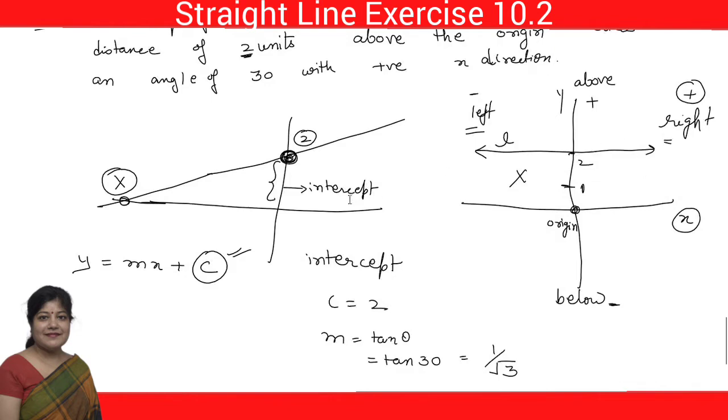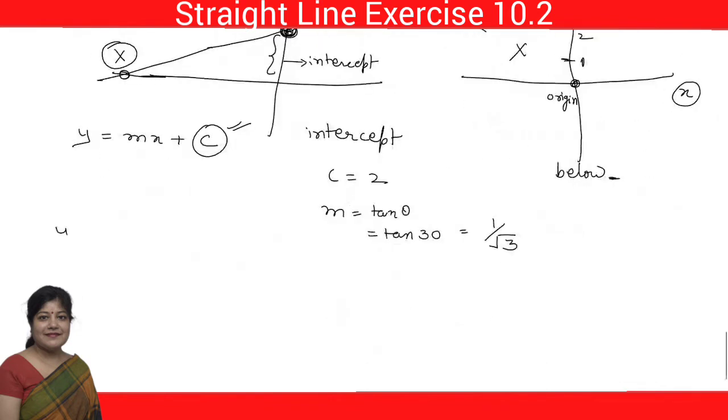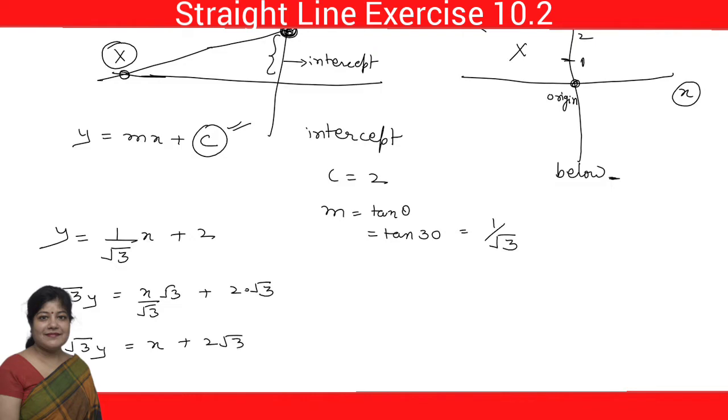Understood? So now we put it into the equation: y equals 1 by root 3 x plus 2. Now solve it. We multiply root 3 with all of them, so it becomes root 3 y equals x plus 2 root 3. So the equation of the line is x minus root 3 y plus 2 root 3 is equal to 0. This is your answer.